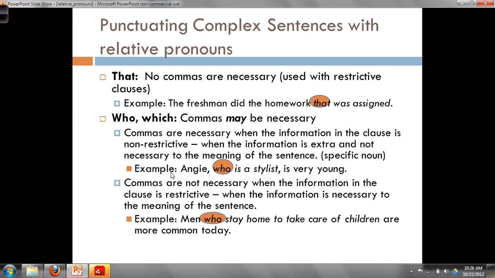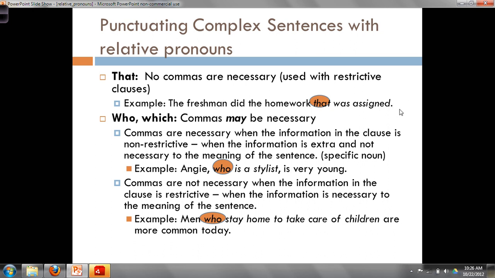So what are the rules for punctuating complex sentences with relative pronouns? Well, the first one is that we do not need to use commas with that. Commas may be used with who or which, but because that is used with restrictive clauses, we do not need to use commas.